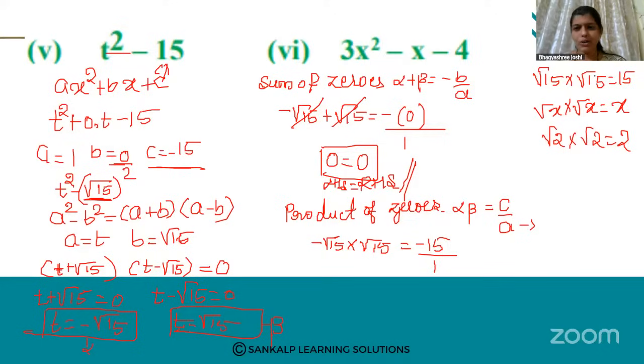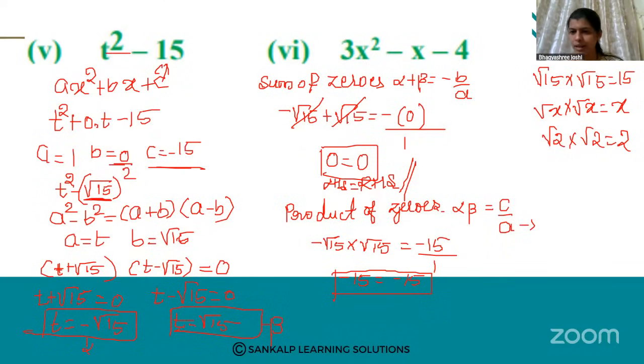So already I have told you, root 15 into root 15 is equal to 15. Right? Root 15 into root 15 is equal to 15. Root x into root x is equal to x. In the same way, root 15 into root 15 becomes 15. So this is minus 15. Minus 15 divided by 1 equal to minus 15. So LHS part is equal to RHS part.